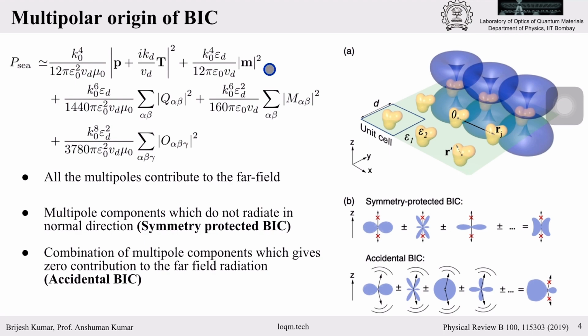So the BIC is of two types. One is symmetry protected BIC, another is accidental BIC. The symmetry protected BIC is when all the dipoles present do not radiate in the normal direction. While the accidental BIC happens when the multipoles are combined such that they cancel out each other's radiation in a particular direction. So this is called accidental BIC.